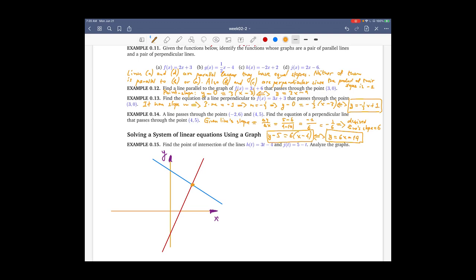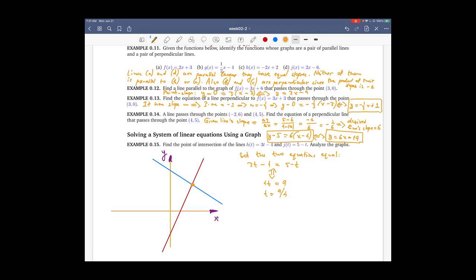So to find the point at which these two lines intersect, we simply set the two equations equal. Three t minus 4 equals 5 minus t, which is equivalent to 4t equals 9. That means t equals 9 over 4.